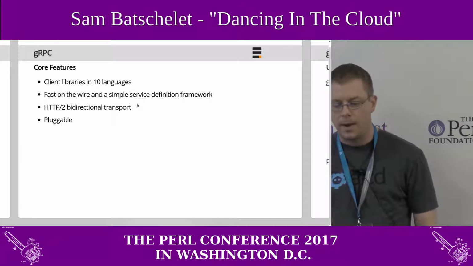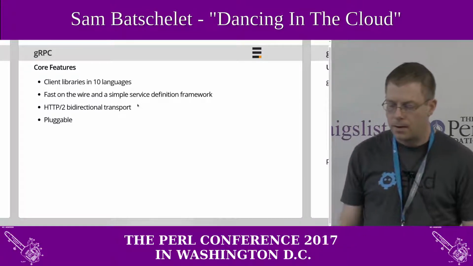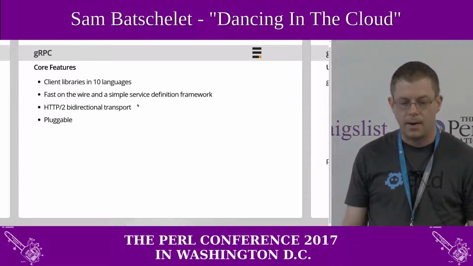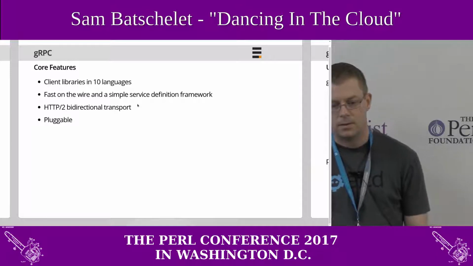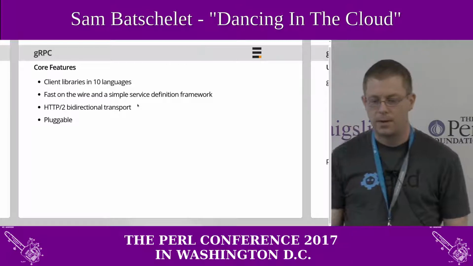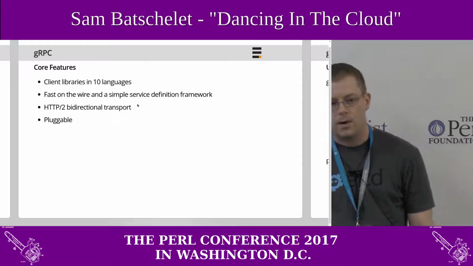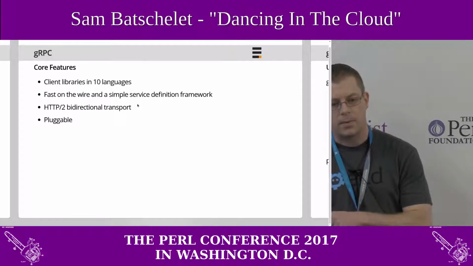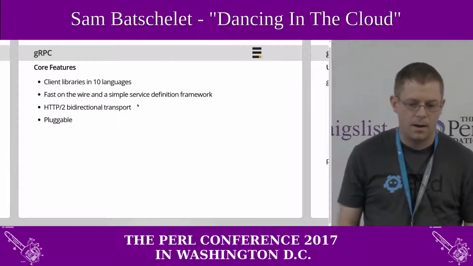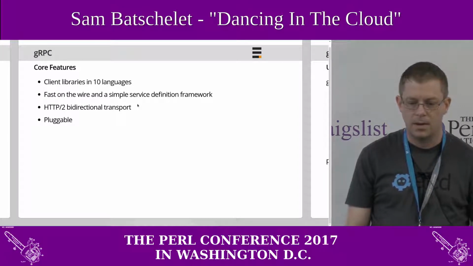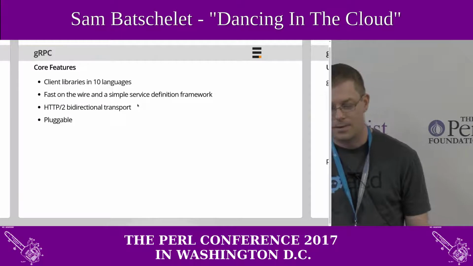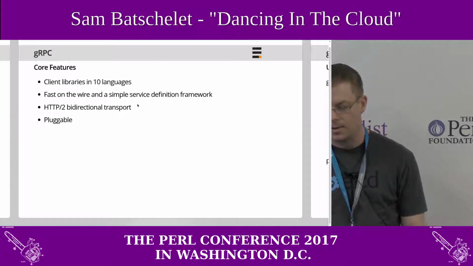But actually, you can see that gRPC is pluggable. So there's authentication, there's easy access to authentication layers, and HTTP2 bidirectional transport, which is a real important thing when you're talking about speed on the wire. You're talking about communications with containers going across different systems. Those communications need to be fast, so gRPC facilitates that.